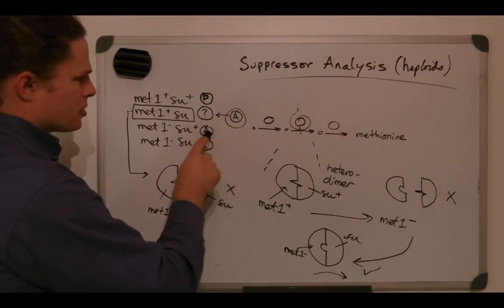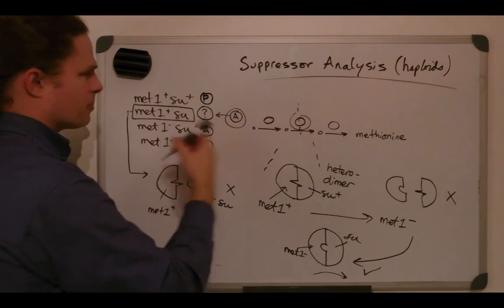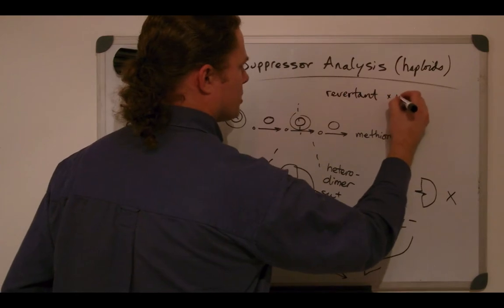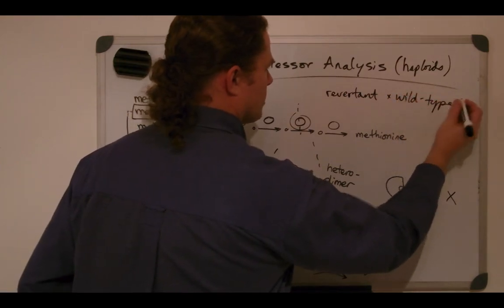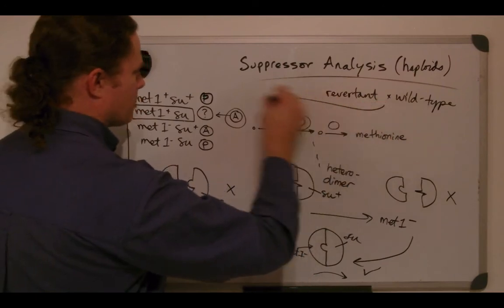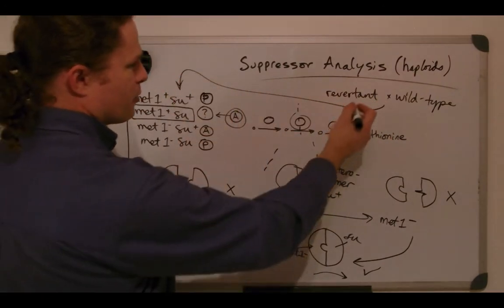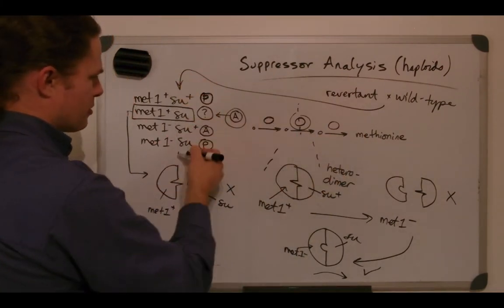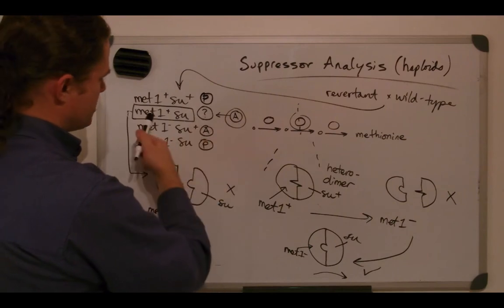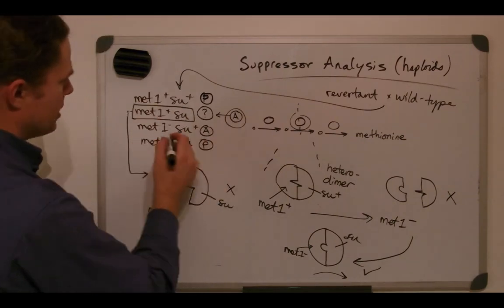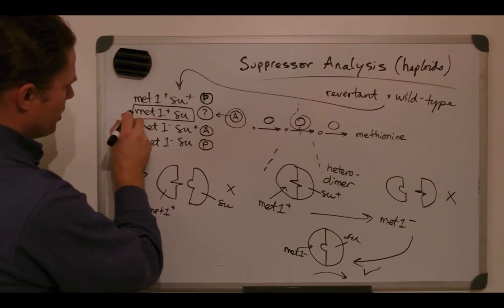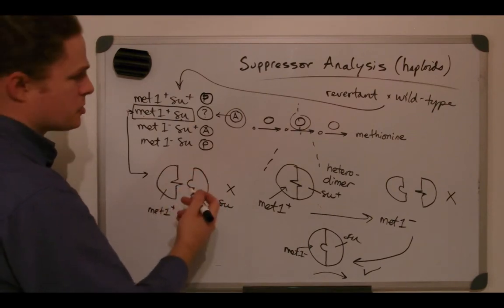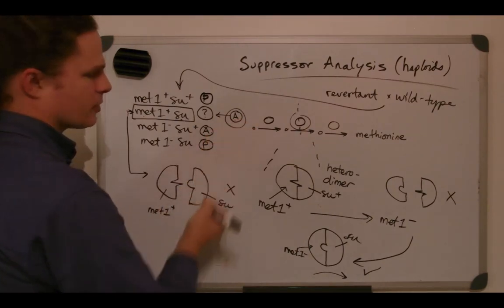And as a result, we have two auxotrophic genotypes in the progeny. So remember, these are the progeny that are coming from the original revertant times wild type cross. So that's what we're using to form these progeny. And if the revertant was originally a heterodimer suppressor, then these are the recombinant genotypes that you would get. Of the recombinants, this one with the wild type of the original locus and the suppressing allele won't work because they can't physically associate with one another, and as a result we have two auxotrophic genotypes.